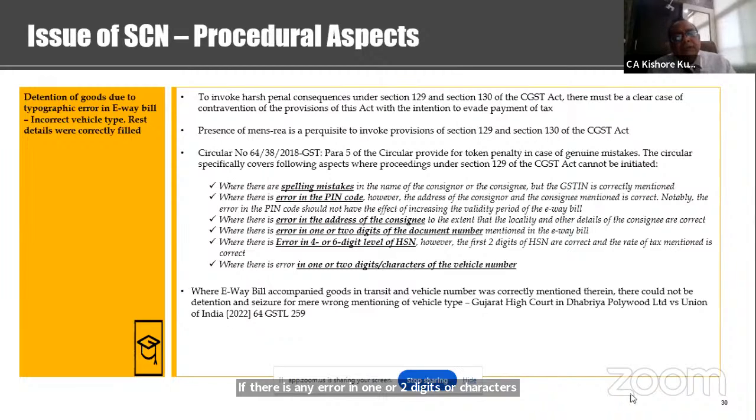So there are any number of decisions where a penalty as high as 40-50% of the value of goods was enforced for these trivial issues, and the courts have held time and again that mens rea is a prerequisite if you intend to levy a penalty as high as that under section 129 and what section 130 provides.